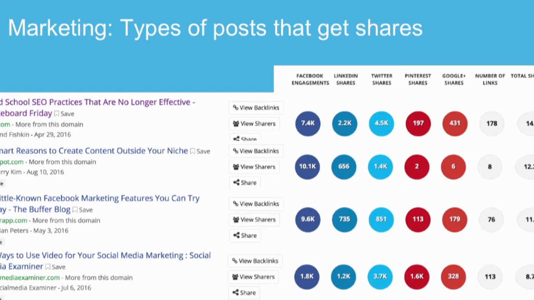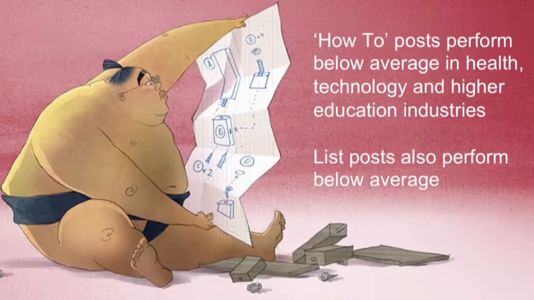But what's interesting is if you took that approach and tried to apply it to another industry, because if you're in health or technology or higher education, how-to posts actually perform significantly below average. I mean, significantly below average. List posts in those industries also perform significantly below average. A list post with a title like those marketing ones doesn't resonate with that audience in the same way. In fact, they may objectively dislike some of that.